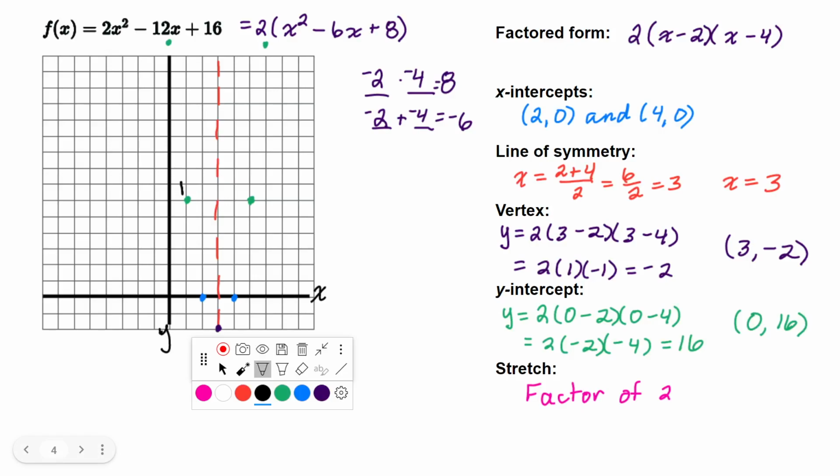So now I can graph my parabola, trying to make sure that it's rounded at the bottom and doesn't look like a V. And we have our parabola. And one more.